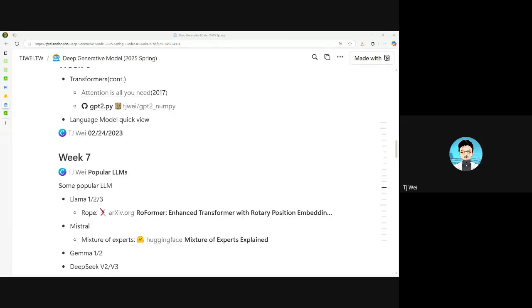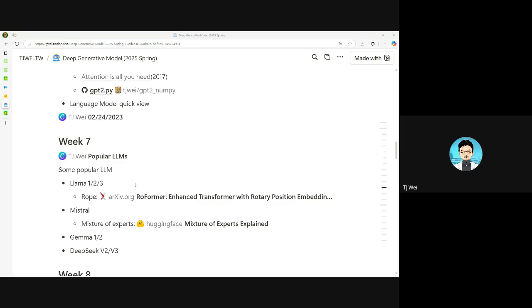Talk more about the large language model architectures, including Llama, and maybe we are going to cover Mistral, if we have enough time. We are also going to cover several things about the common building blocks and the training method, like reinforcement learning with human feedback.